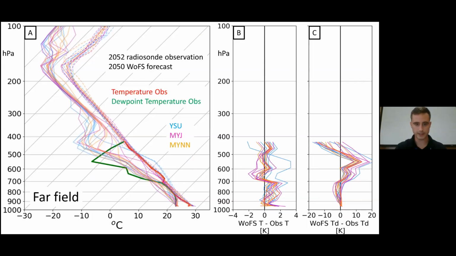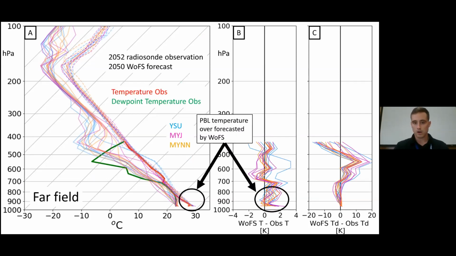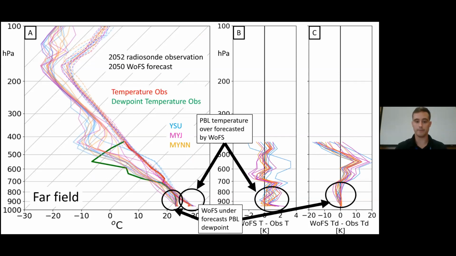Now, what we can see here, and again, this is the same image I showed you guys previously, with the sounding on the left and the vertical profiles of errors of temperature and dew point on the right. So the PBL temperatures are a bit over forecasted by WoFS here. And also WoFS under forecasts the planetary boundary layer dew point, and we can see that it's a bit too dry in WoFS is essentially what we're seeing. Also, WoFS forecasts a weaker inversion layer than what is seen in the observation.